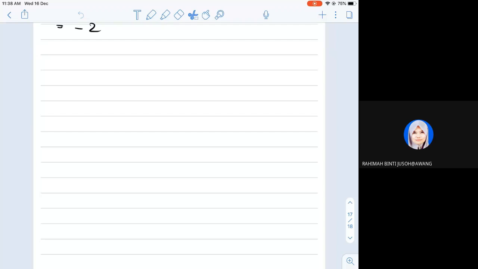Siapa je lah yang WhatsApp saya sekejap. Alright.